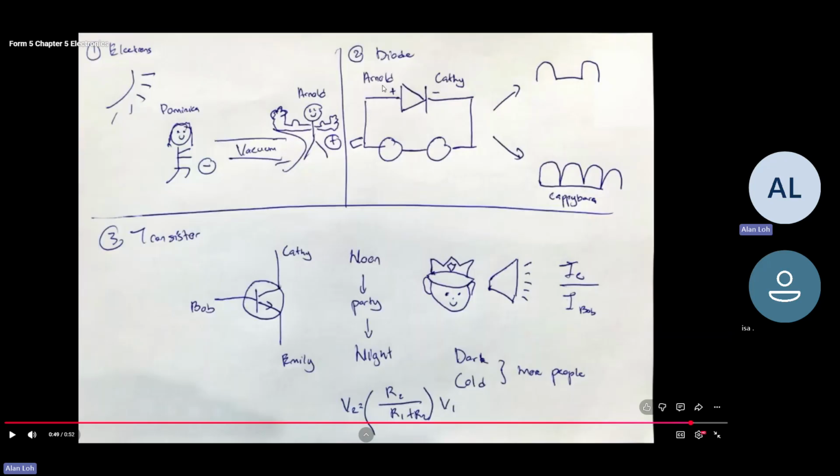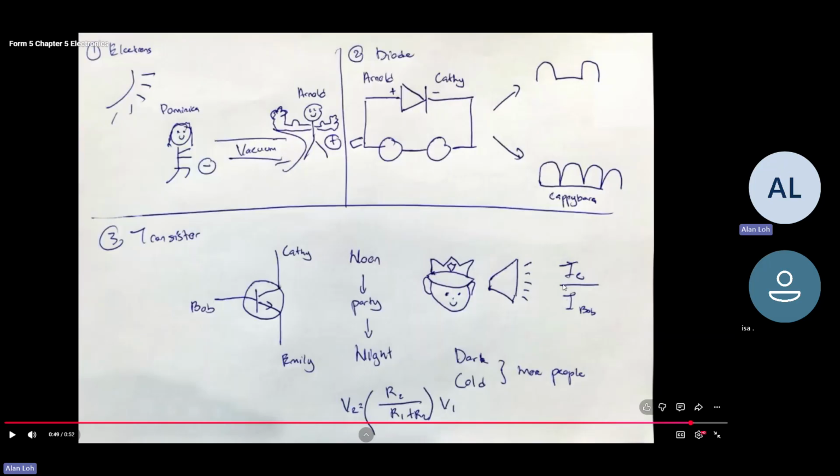Then Arnold and Kathy, they are driving in a car, and they got two speed bumps. One is the speed bump that's having 2 bumps. One is the speed bump that's having 4 bumps. I don't know how to draw capybara, so I put a capybara here, hiding in between the bumps. Then transistor, you have this Bob, Kathy, and also Emily. Right. Then they went to this noon party from noon until night.